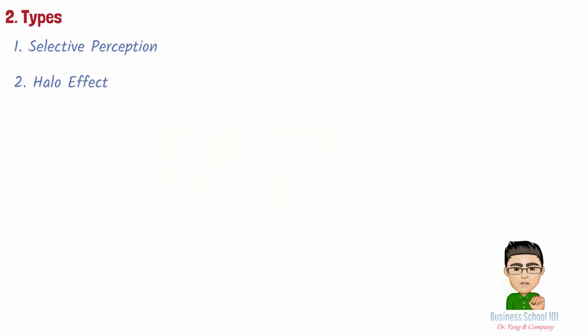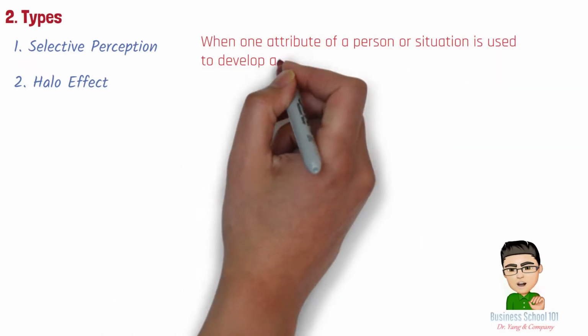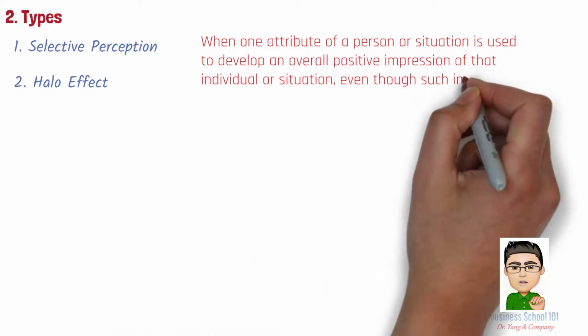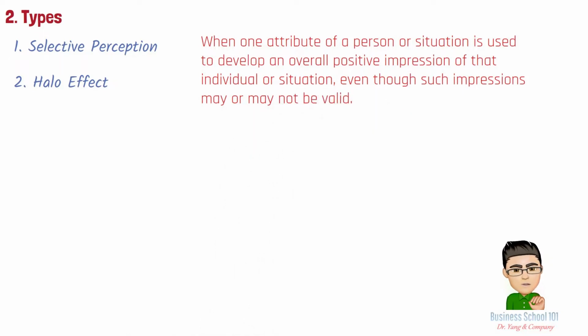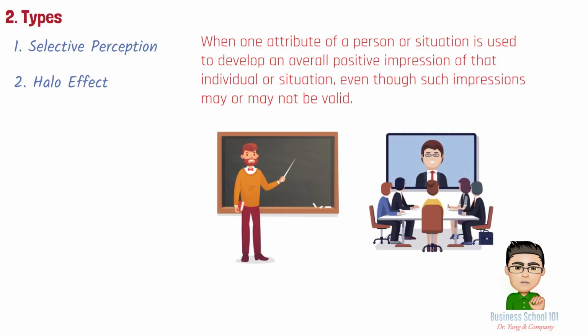Number 2. Halo effect. Halo effect occurs when one attribute of a person or situation is used to develop an overall positive impression of that individual or situation, even though such impressions may or may not be valid. For example, if a student does well on a class presentation, we assume that the student is also a good writer and test taker.